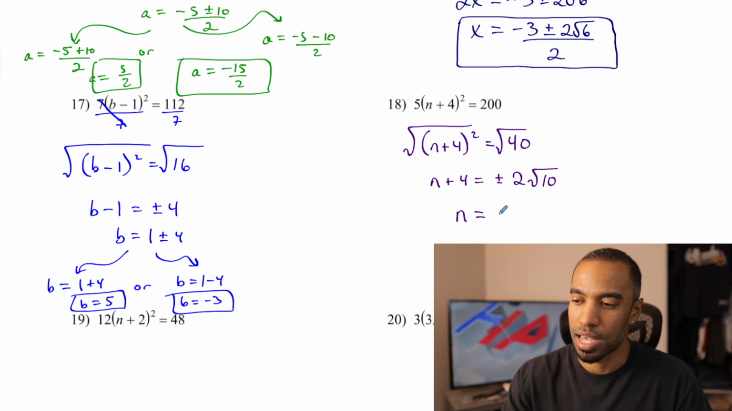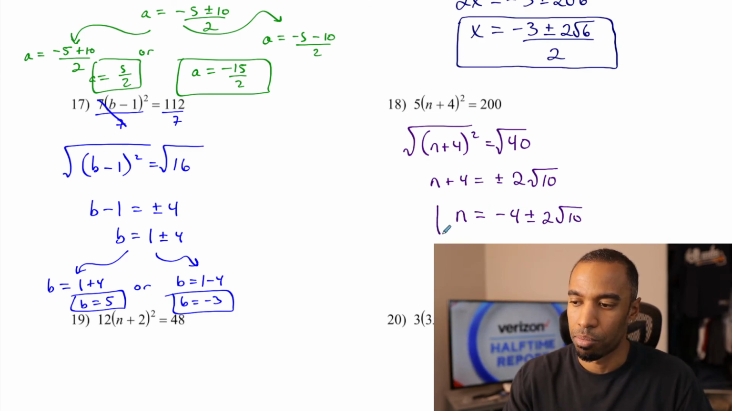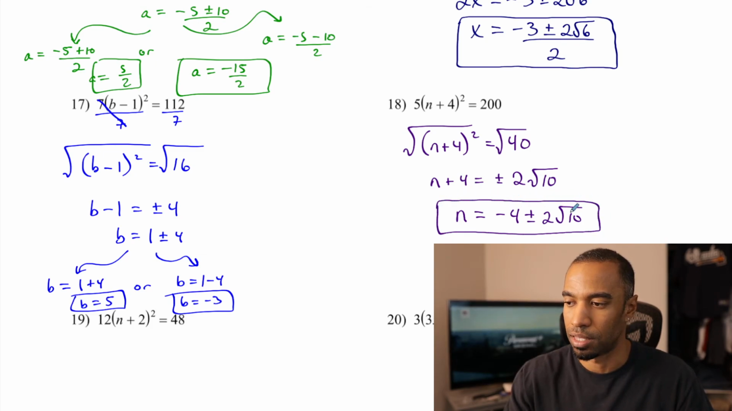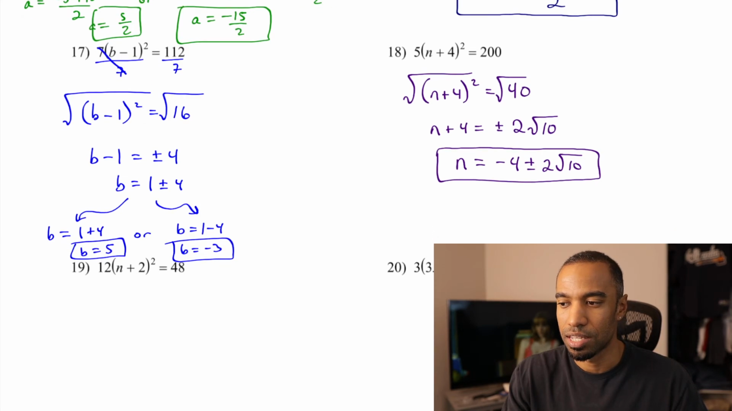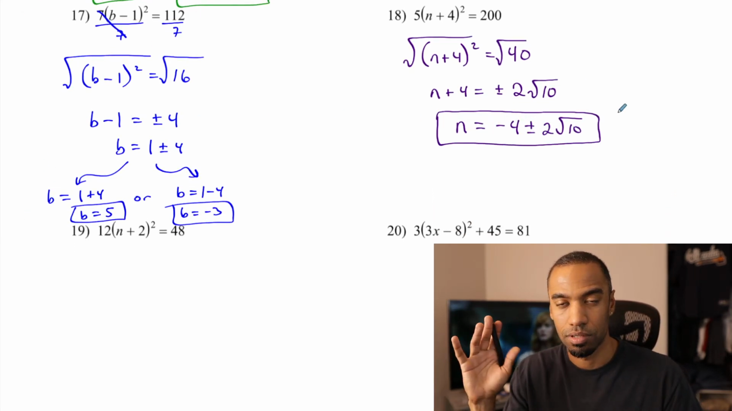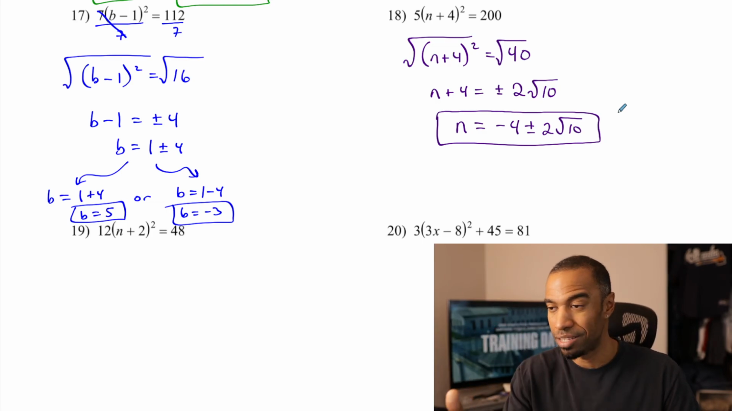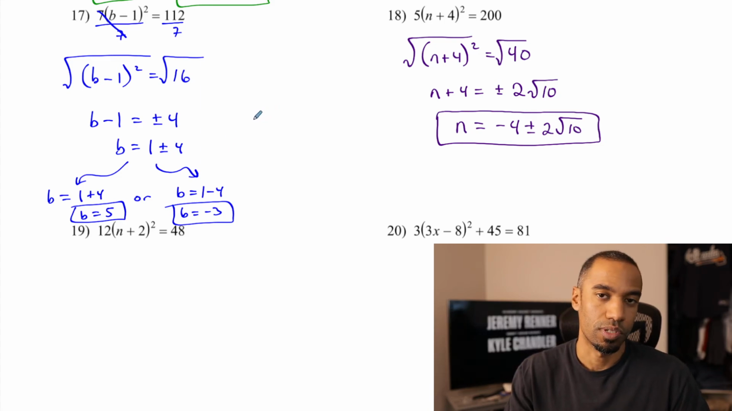Subtract 4 from both sides, and I get negative 4 plus or minus 2 root 10. Again, bring that negative 4 out in front, please. It's highly, highly recommended. And there's nothing else I can simplify there, okay? That would be my final answer. That's as far as exact answers go. That's the best exact answer you can write, period. An answer key would say the same thing.